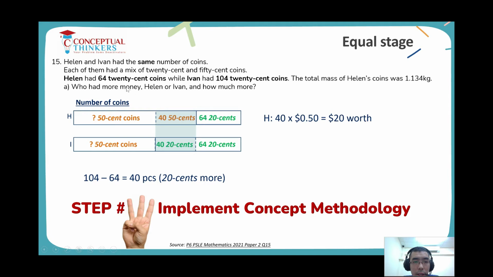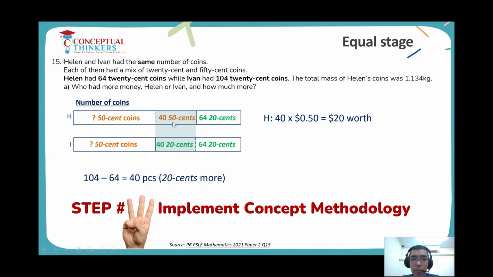We know that Helen had 64 20-cent coins, so the green color here represents 64 20-cent coins. And corresponding to Ivan's side here, Ivan had 104 20-cent coins. So let's name this part as 64 20-cent coins for Ivan, and let's extend it here, and we will identify that this is 40 20-cent more. How do we get 40 20-cent? We just take 104 minus away 64, and that will give me 40 pieces. So that means that Ivan has 40 20-cent coins more than Helen.